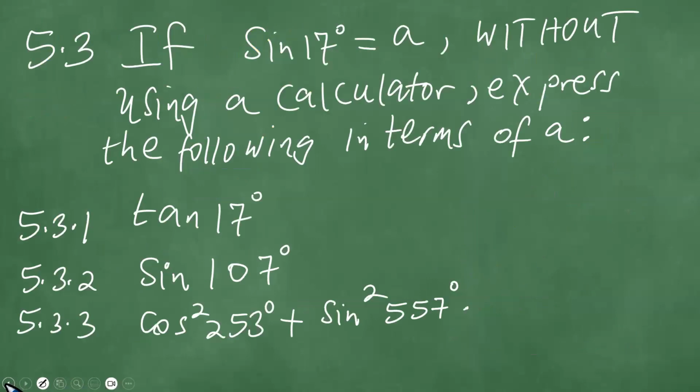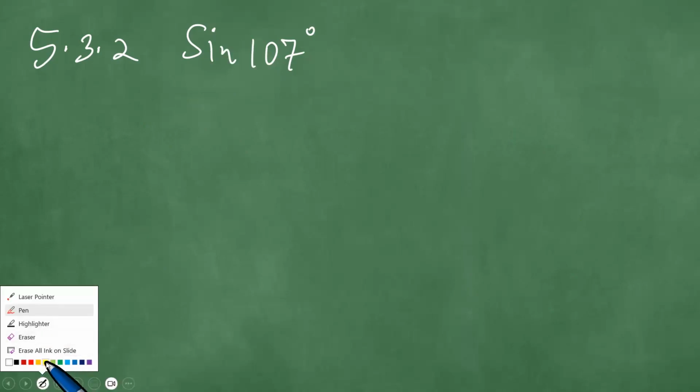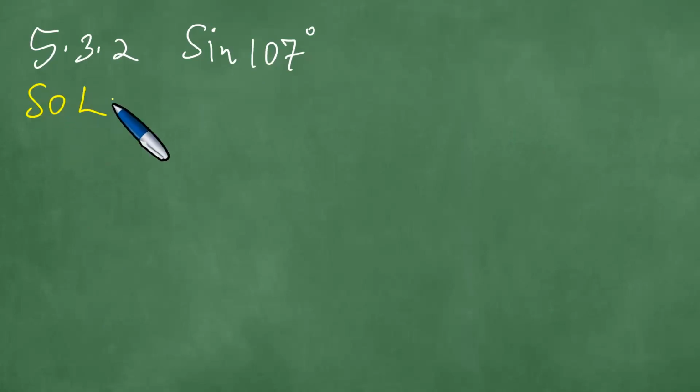Right, we're looking at 5.3.2 now. The sine of 107 degrees in 5.3.2. So the sine of 107 degrees. And we look at the solution to this. How can you reduce 107 degrees, anyone? How do we reduce 107 degrees? So look at the solution to this.